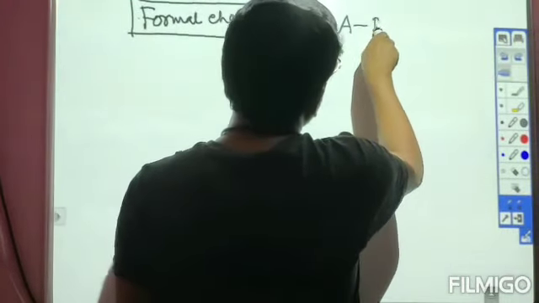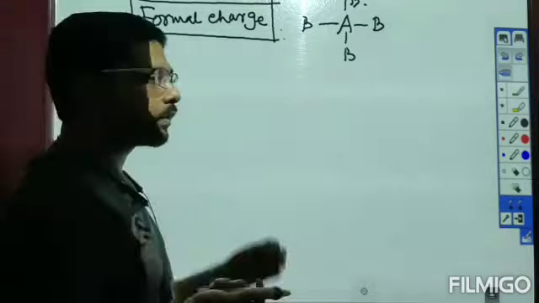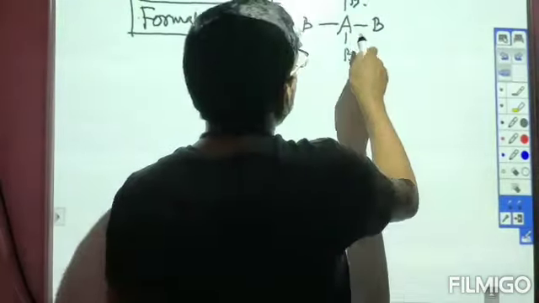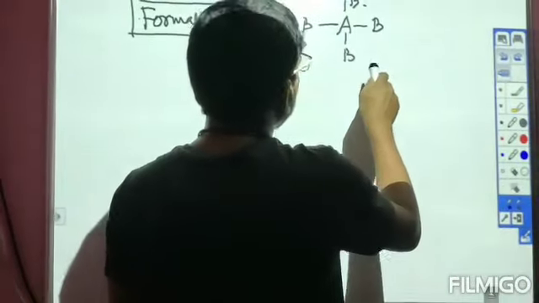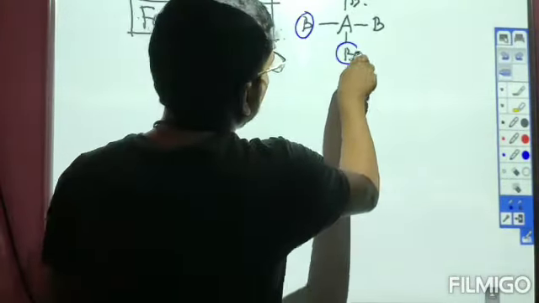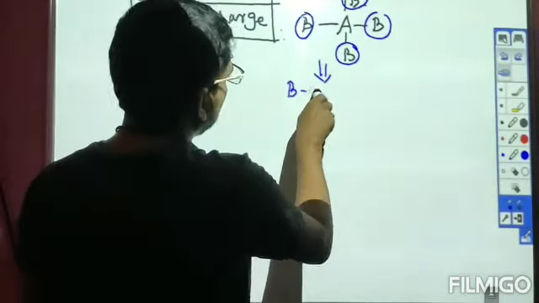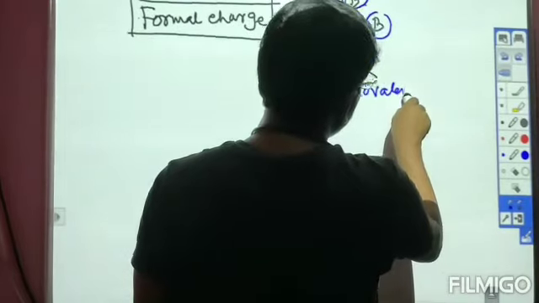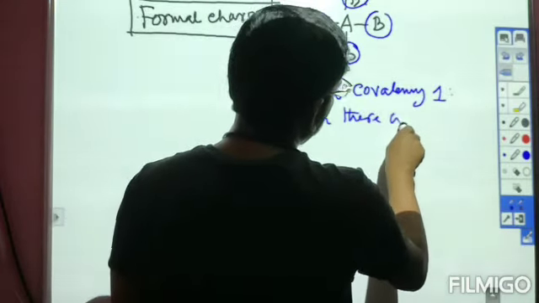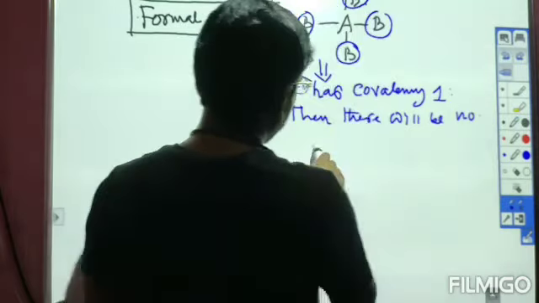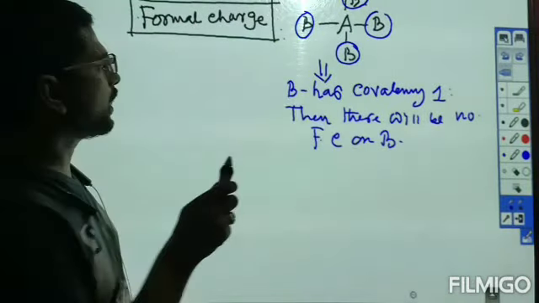Suppose a molecule is like AB4. If B has covalency 1, then there will be no formal charge on B, because B only forms one bond.